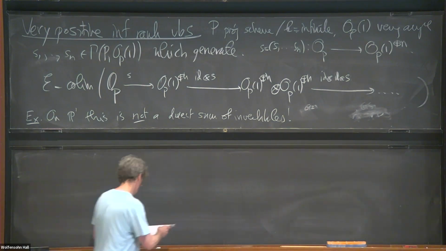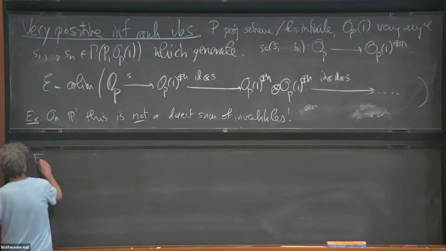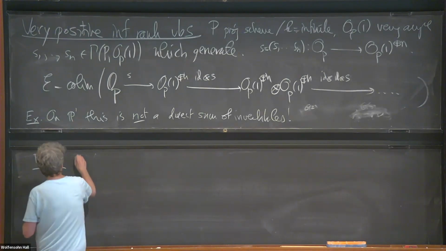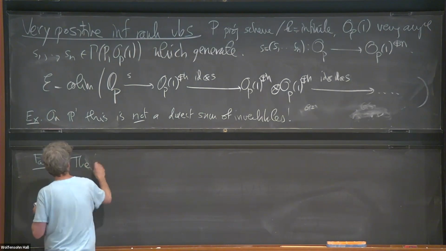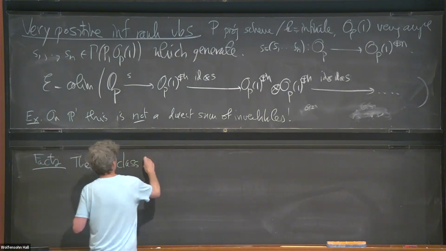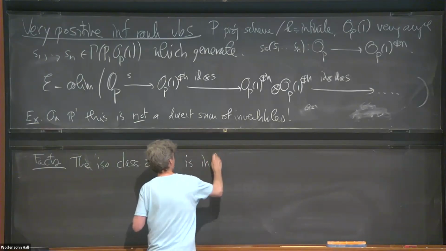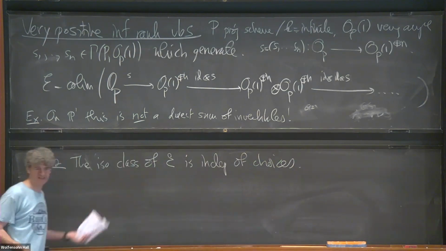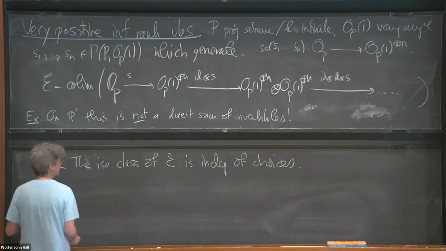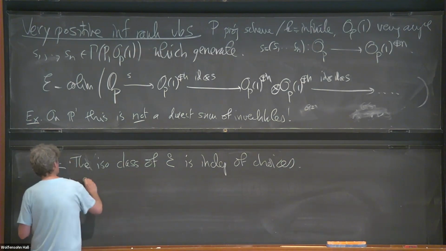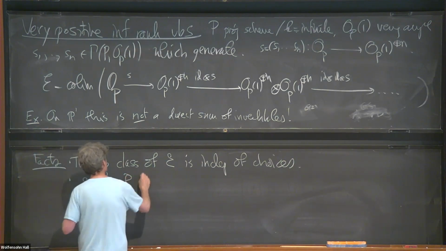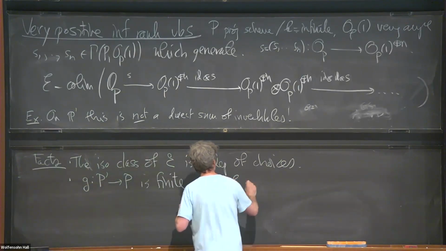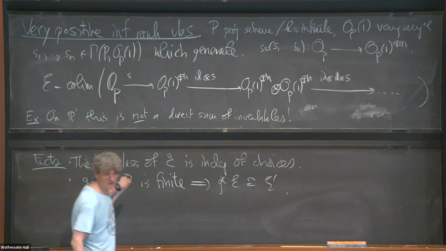Okay, so facts. The isomorphism class of E is independent of choices. It's a unique thing. If g is finite, then g star of E is the one for P prime.